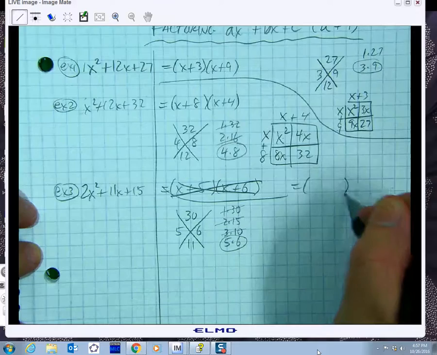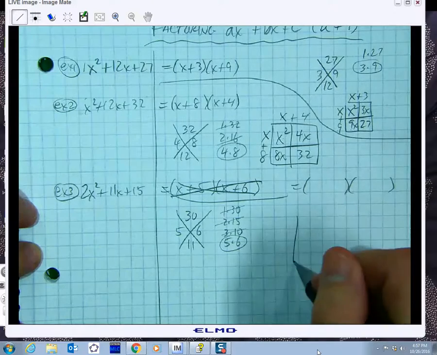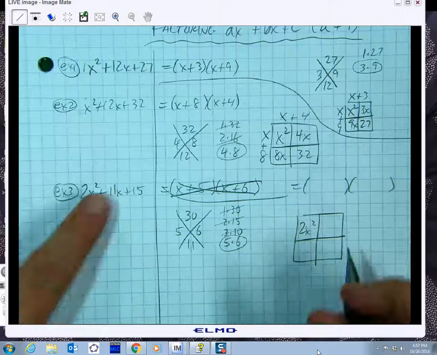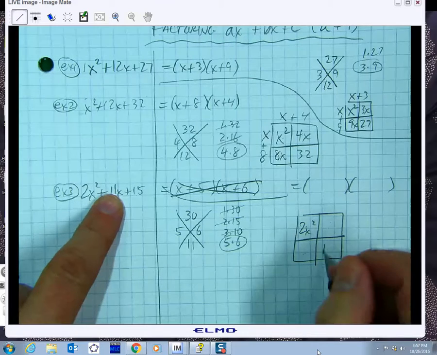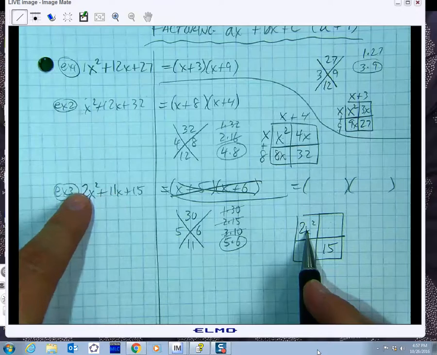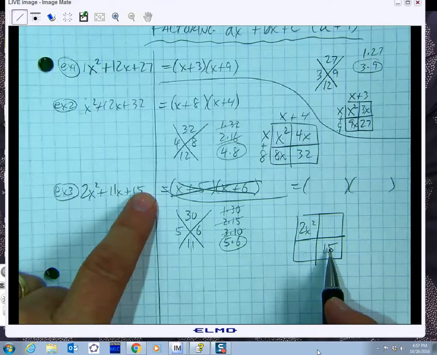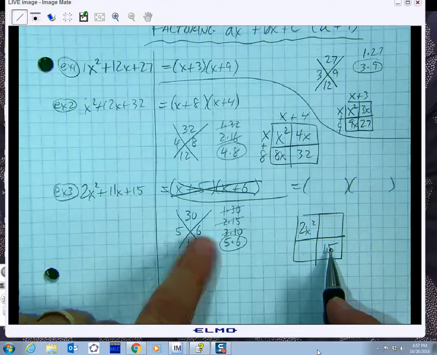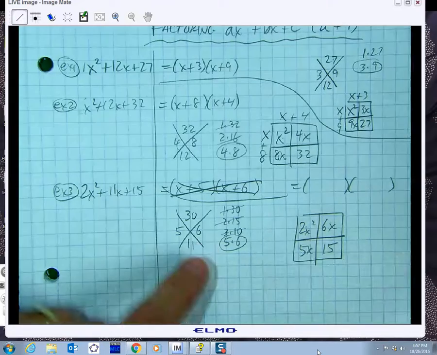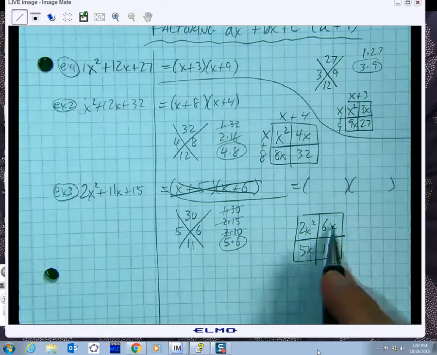Let's go do our box technique. So we had a 2x squared and an 11x that needs to be broken down, and we have the 15. So you always have your squared term out here in the top left. You always have your constant term on the bottom right, and then you're going to break down your 11x with the numbers you found here. So we're going to go maybe 6x here and 5x there. It really doesn't matter which one you put where, as long as those are both in that diagonal.